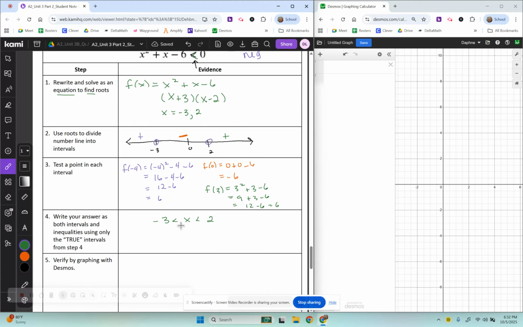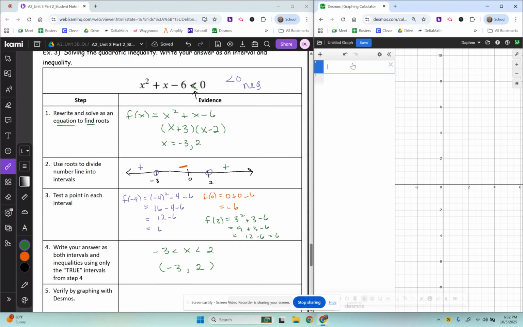Okay, and then if I'm going to do intervals, I'm going to use open circles on both sides because both of these ends are less than, and I'm going to say -3, 2. Okay, now in order to verify this in Desmos, you are going to go in here and you're going to plug in your equation. So f of x equals x squared plus x minus 6. Okay, that gives me the graph.